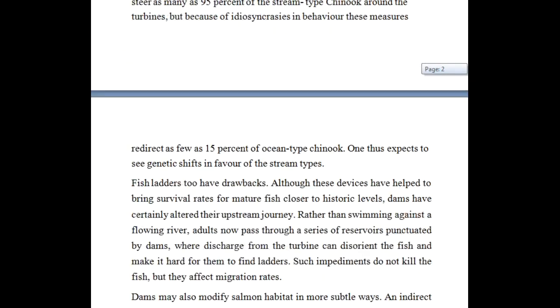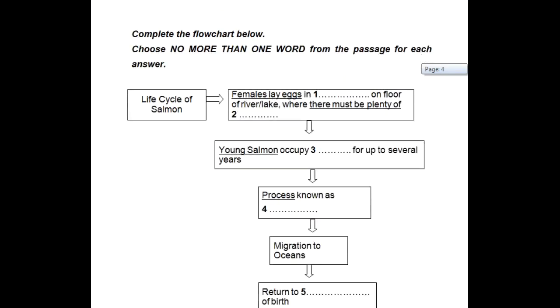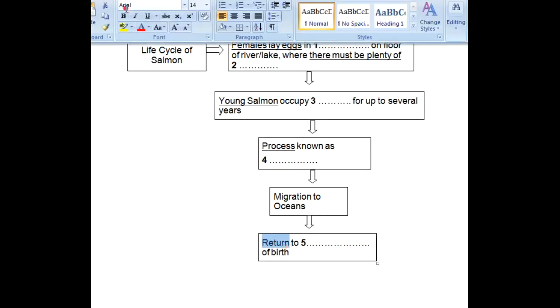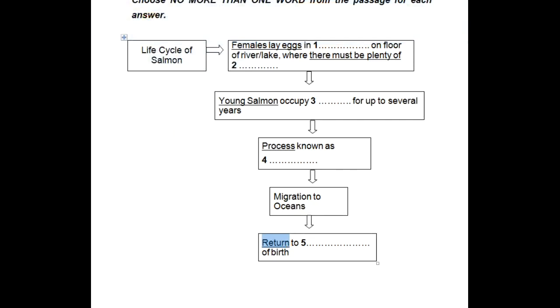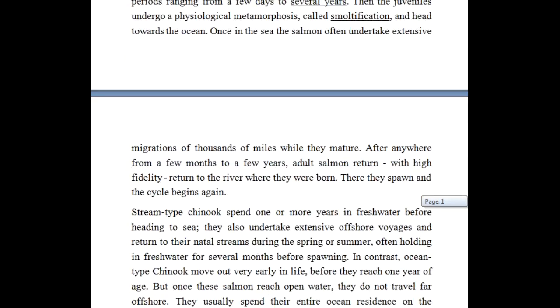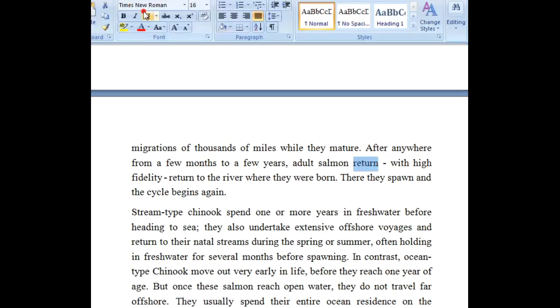So now the next keyword is migrate dash, return to dash of birth. Okay, so return to and dash of birth. I mean, there can be two keywords here, return to and dash of birth, right? So let's take return as a keyword and move back into the passage, right? We have it here. Once in the sea, thousands of miles away, after months return. Okay, we are getting the same keyword. Return. Okay, so that's my keyword.